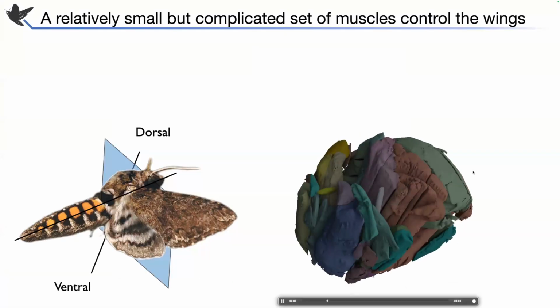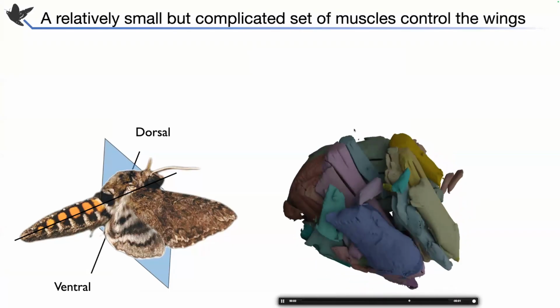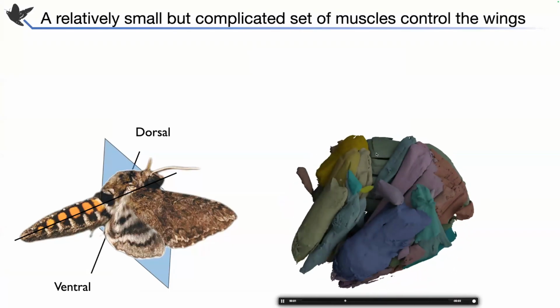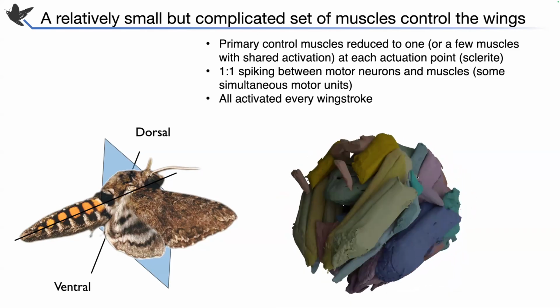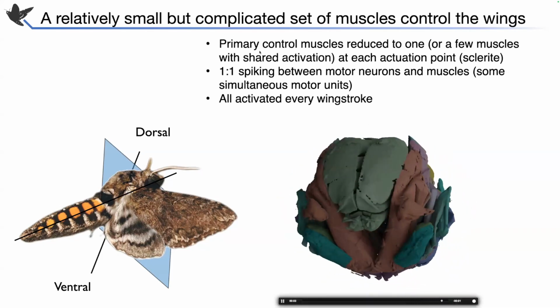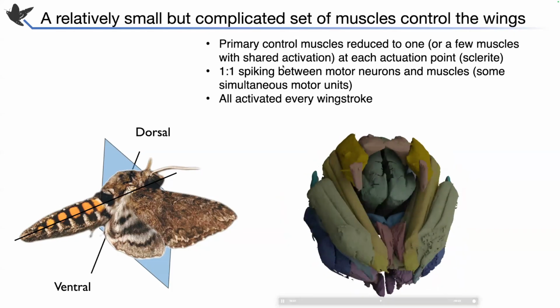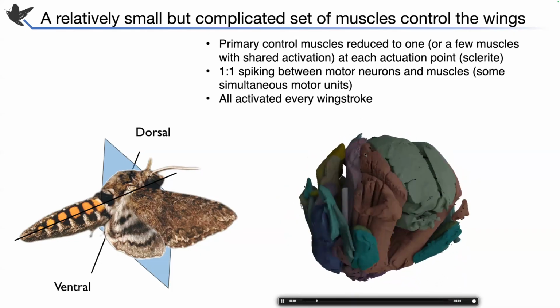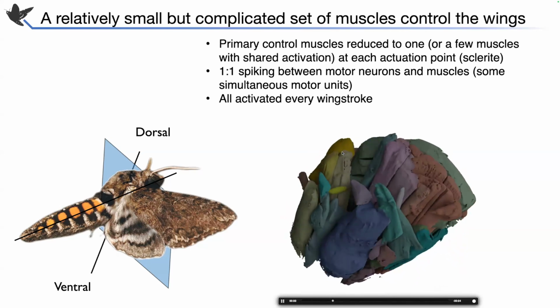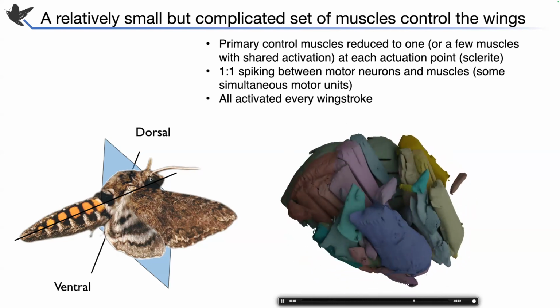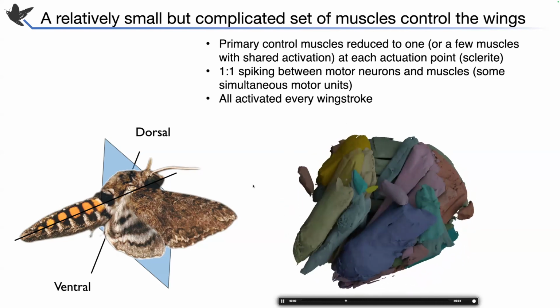And so here's a CT scan, the CT scan I was meaning by Joanna Baker. This dark green muscle in the middle, that is the big downstroke muscle we're going to record from. And the cool thing about that muscle is that it's the primary power muscle, and it has effectively a one-to-one spiking relationship between the motor neurons and the muscle, and it acts like one big motor unit. Okay. So that's the muscle we're going to try and do a work loop from.